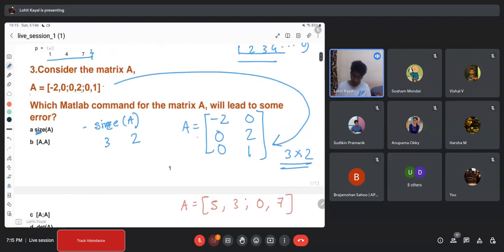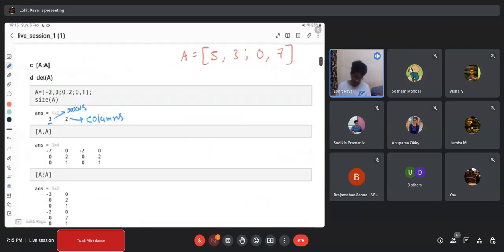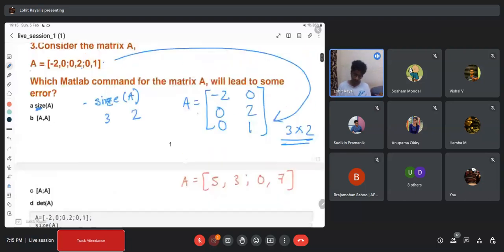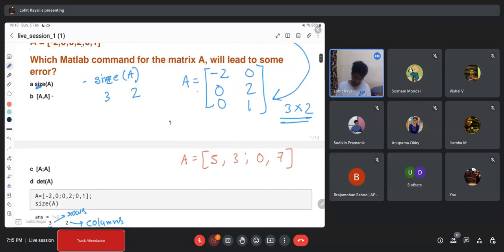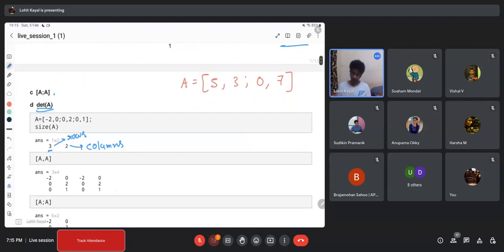The question is, which MATLAB command will lead to some error? So obviously I have written in the code, this is occurring with no error, because this is an inbuilt command in MATLAB. Whenever you give size of A, it will give you the number of rows and the number of columns. Now I will come to these two, but first deal with this det of A.